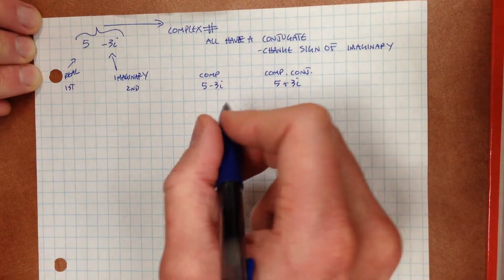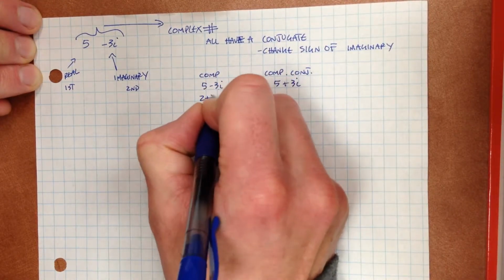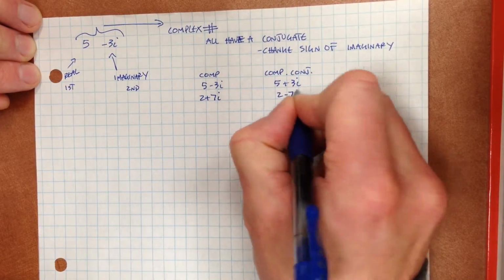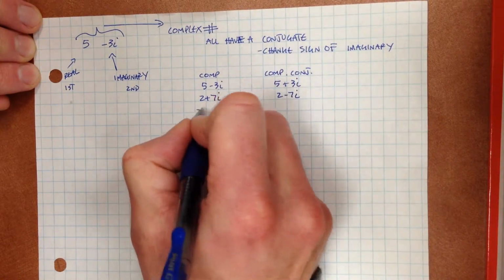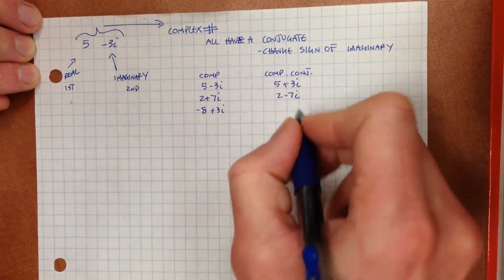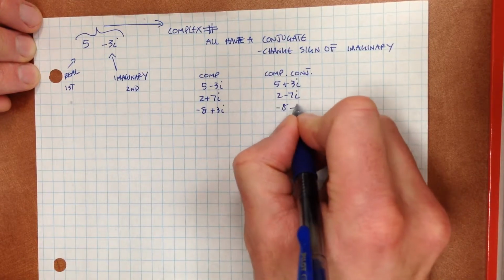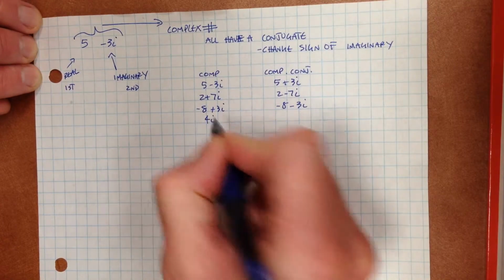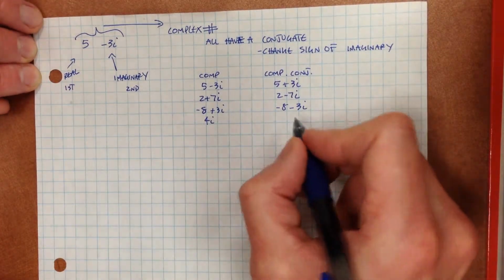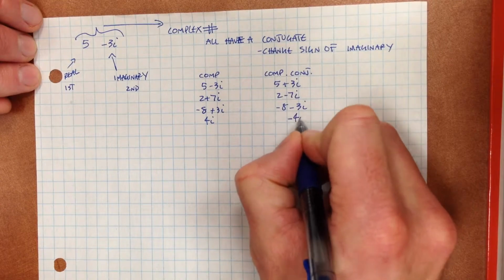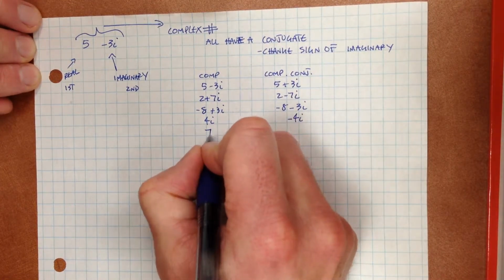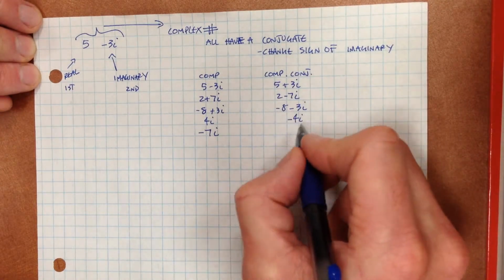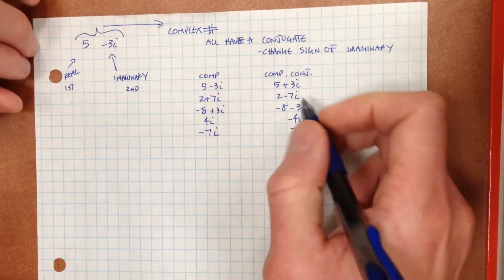Sign change. If we had, let's say, 2 plus 7i as a complex number, we would change the sign on the imaginary to minus 7i, and that would be our conjugate. Negative 8 plus 3i, the conjugate would be negative 8 minus 3i, only a sign change on the imaginary part. If we had 4i as my complex, I would change the sign on the imaginary, and it would be negative 4i. If I was looking at negative 7i as my complex, the conjugate would be positive 7i.